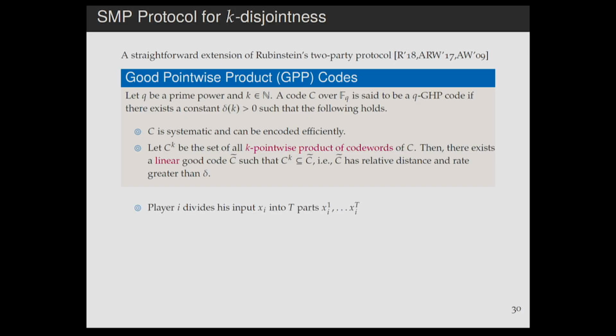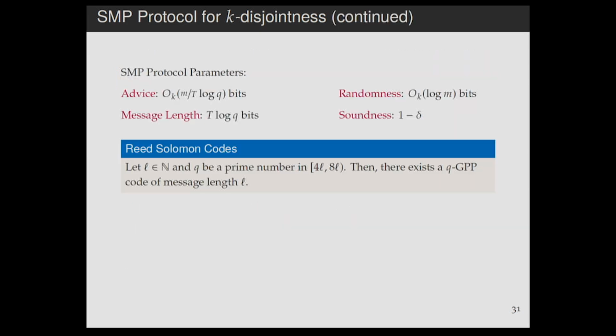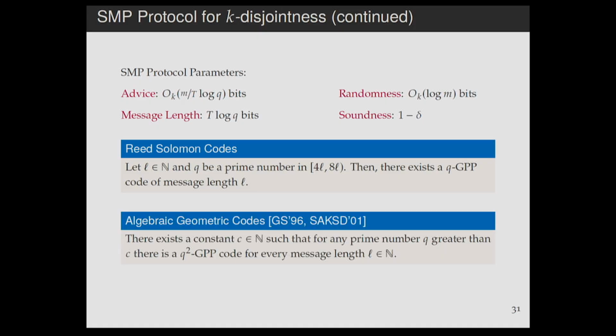And you can use this to give a protocol. And it turns out that you can't use a standard polynomial code like Reed-Solomon directly, because the parameter is not good enough. But if you use some algebraic geometric code, then the parameter is good enough for this kind of reduction to go through. And this is required for the hardness for closest pair and for the SETH hardness for dominating set.